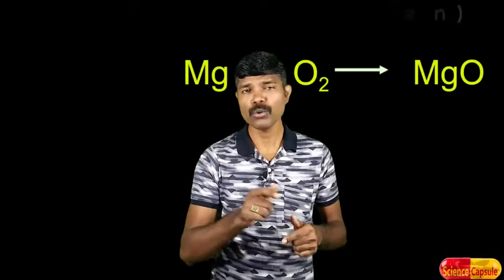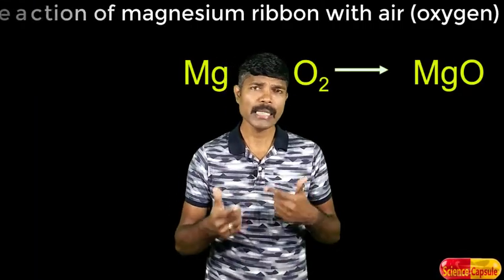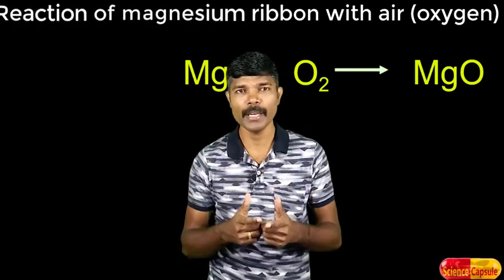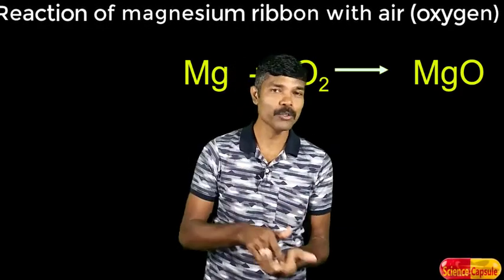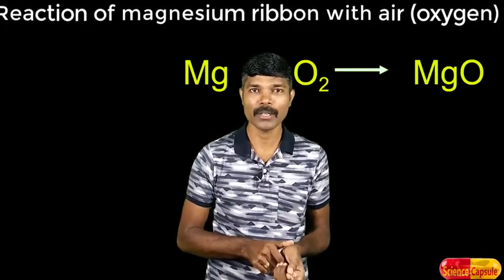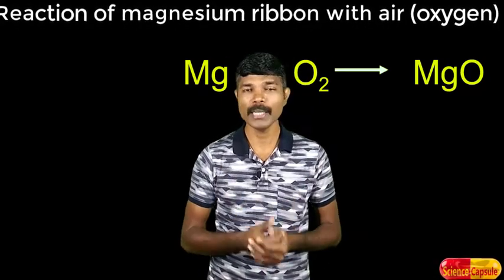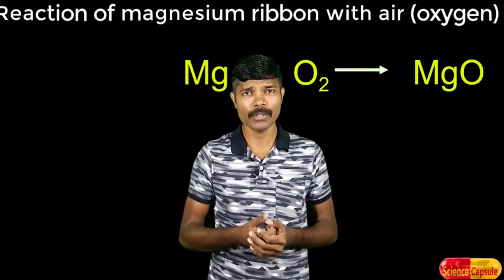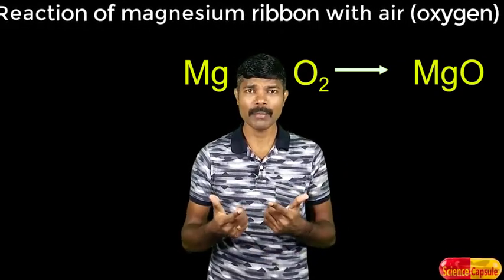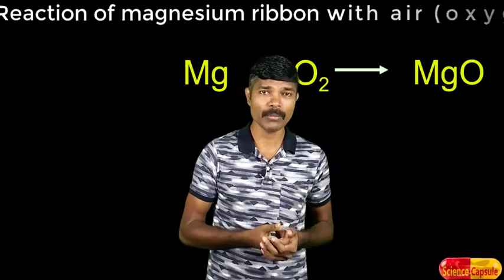Now we will see how to balance a chemical equation. Balancing a chemical equation is very important, as the law of conservation of mass needs to be obeyed during a chemical reaction. In a simple way, we will see how to balance a chemical equation. We will take the same equation which we have seen earlier. Magnesium reacts with oxygen and forms magnesium oxide.